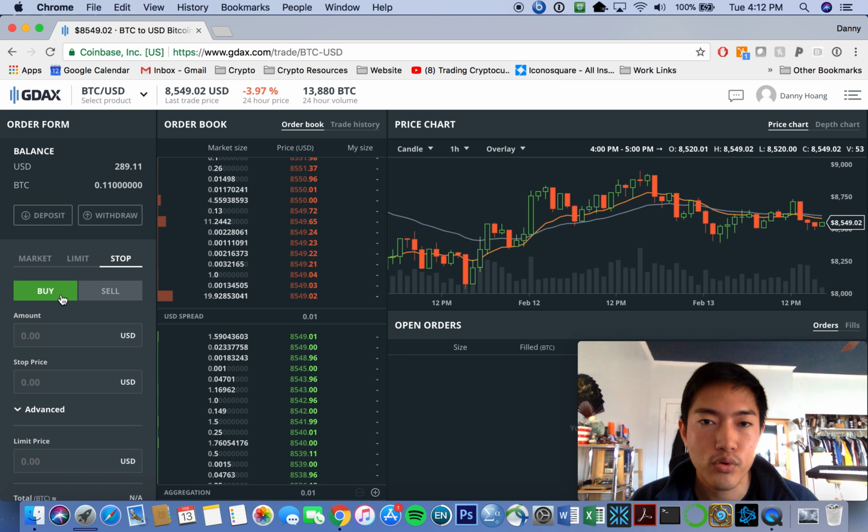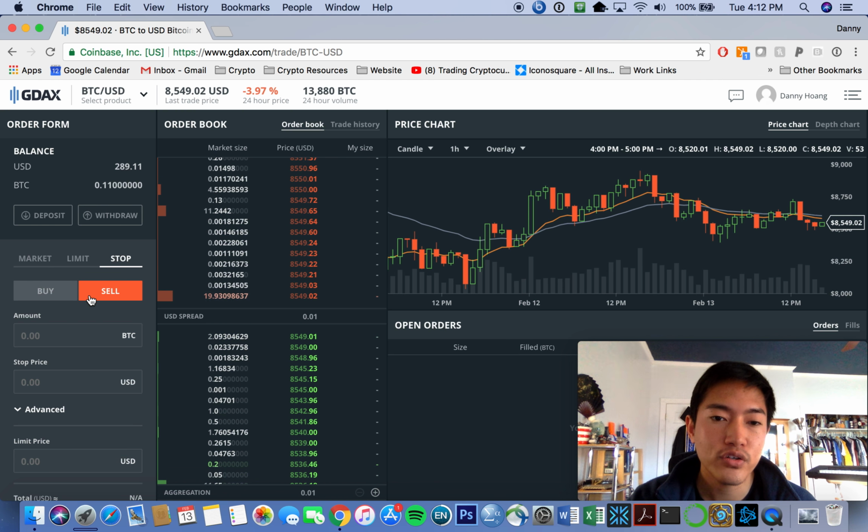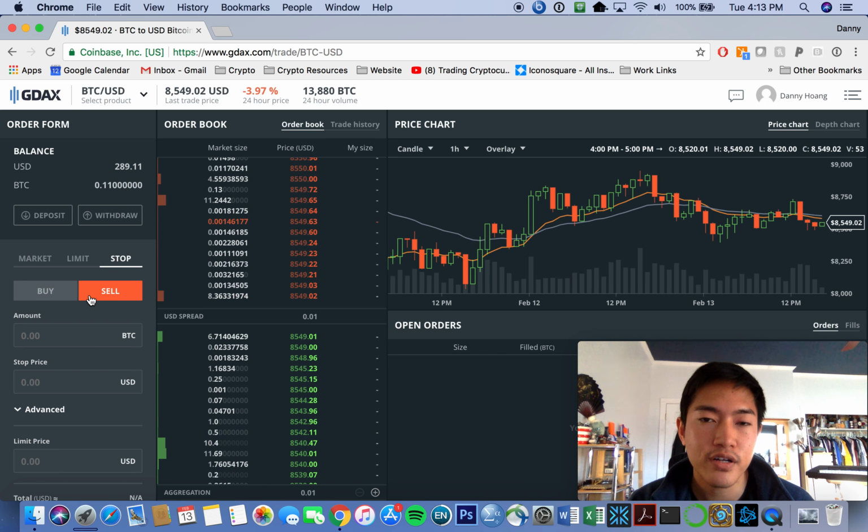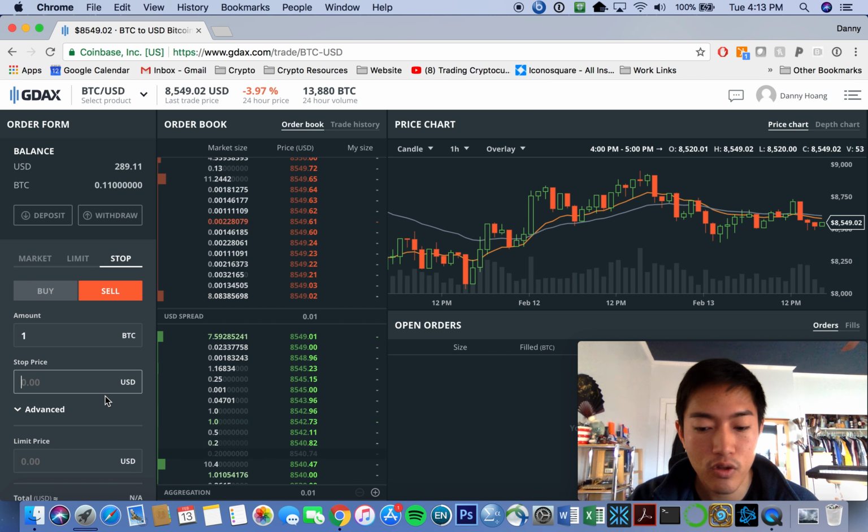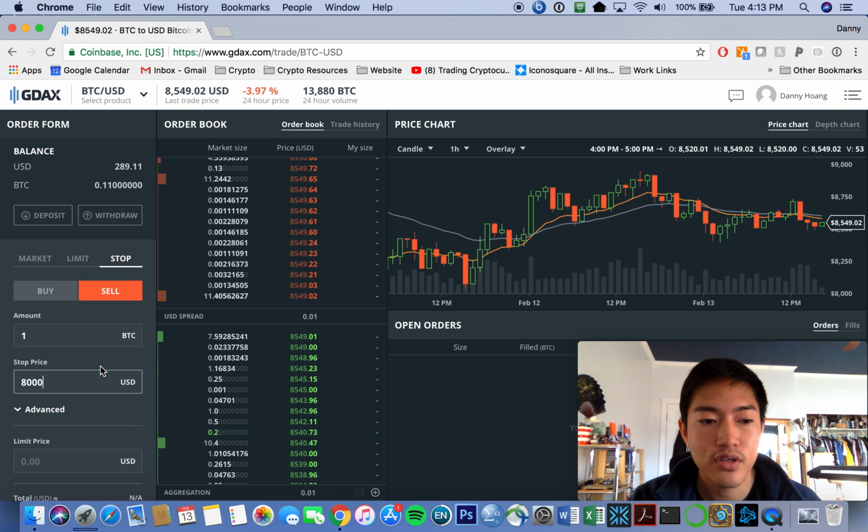Finally, there's the stop order, and this is the most complicated one, so bear with me. If you wanted to put in a stop sell order, for example, this means that you're trying to sell if Bitcoin ever falls to a certain price. If you're scared that Bitcoin's going to crash, you could put in a stop sell order for 8,000. So the stop price is the last trade price. When that last trade price hits 8,000, this order will execute and your order will go on the order book.